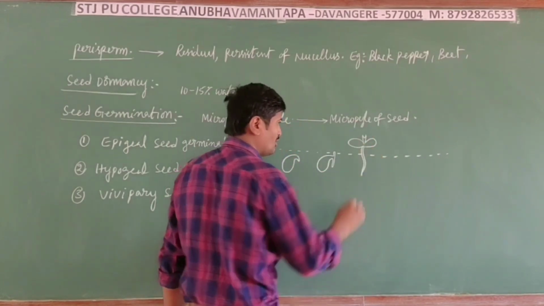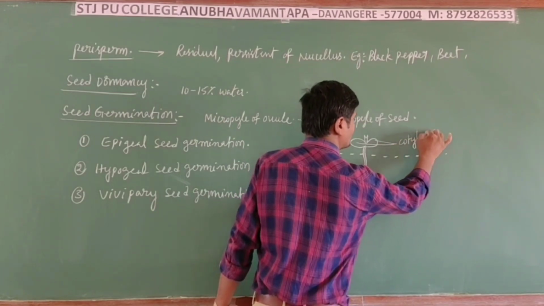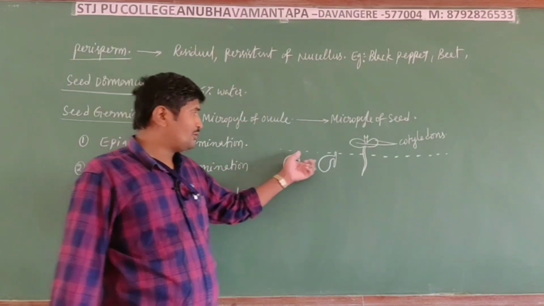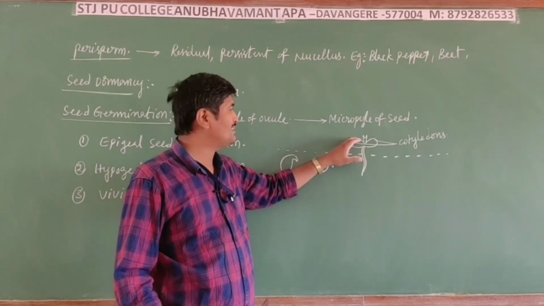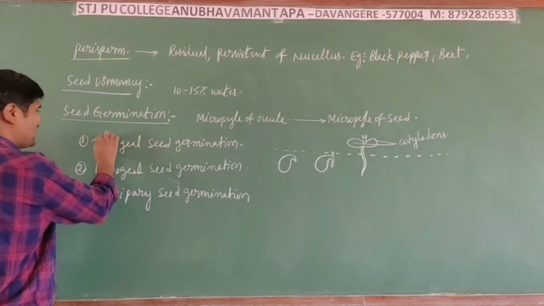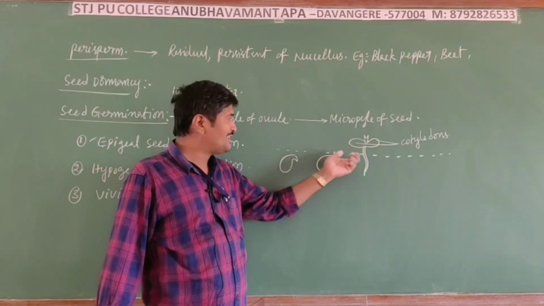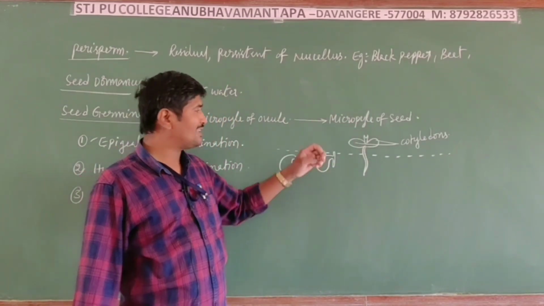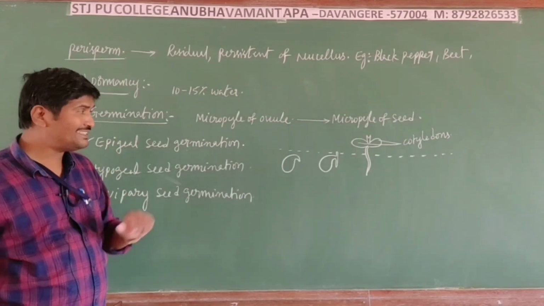This one, see. What are these? These are the cotyledons. So in seed germination, what happened? The cotyledons come above the soil layer. That type of seed germination is epigeal seed germination. During seed germination, the cotyledons come above the ground level. Such type of seed germination is known as epigeal seed germination.